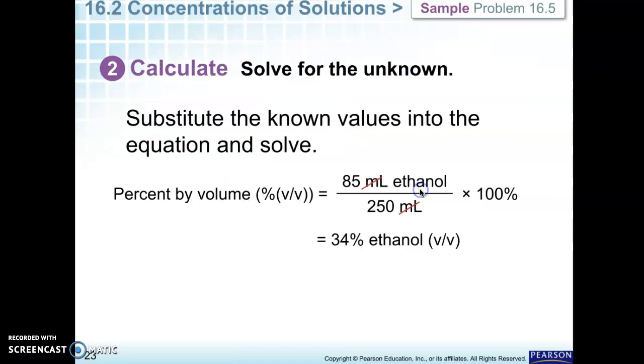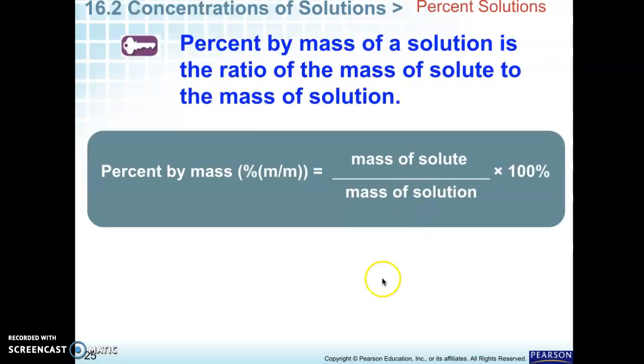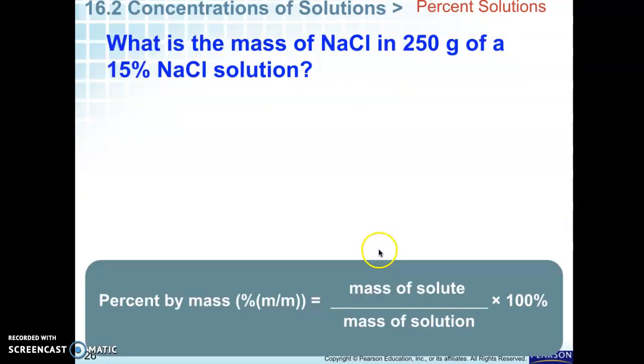So here's another way of looking at it. When you're looking at percentage by mass, it's very similar. It's just that we're using mass of solute over the mass of solution. So again, we're looking at the part, which is the solute, divided by the total, which is the solution made up of the solute and the solvent. So this one says, what is the mass of NaCl in 250 grams of a 15% NaCl solution? I'd like you to pause the video and give it a shot.